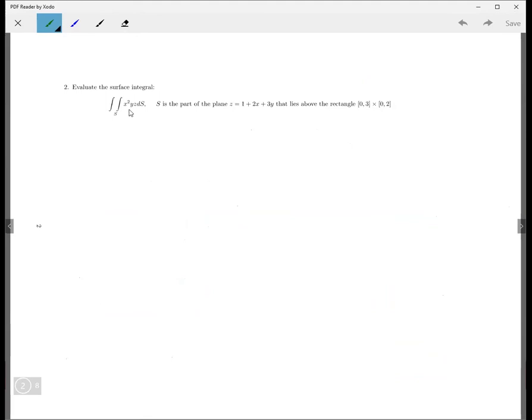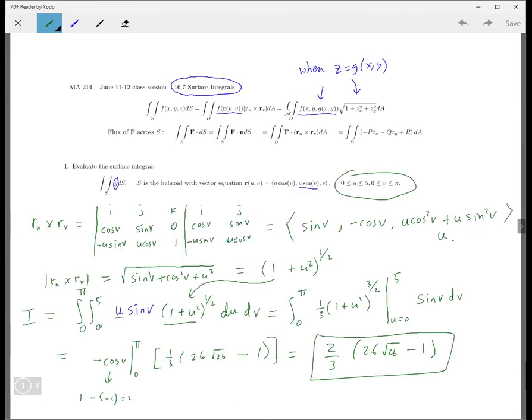Evaluate the surface integral of x squared yz, where S is the part of the plane that lies above the rectangle, 0 to 3, 0 to 2. Okay, so here you have z equals, right? So that means that we can use this part right here.